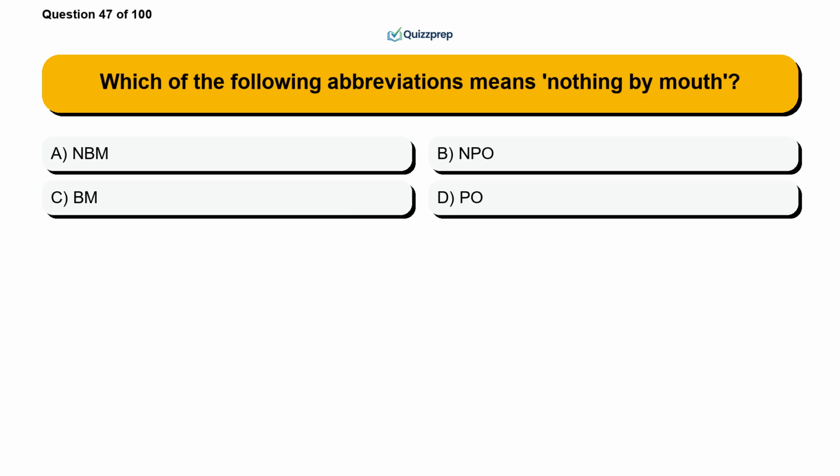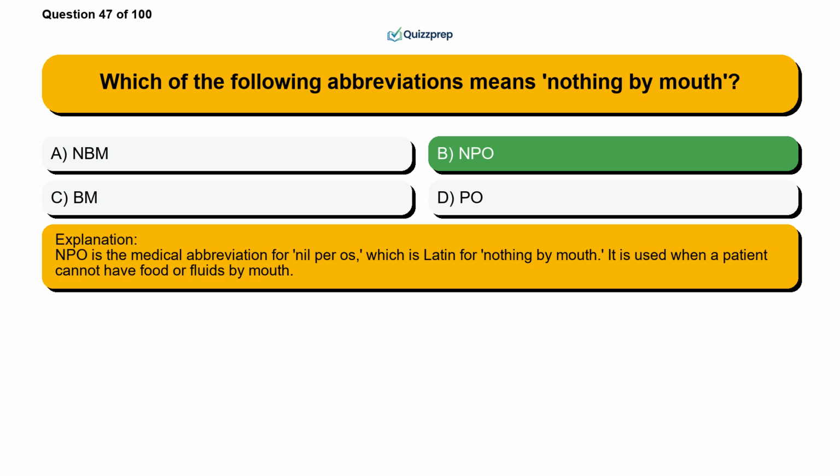Question 47. Which of the following abbreviations means nothing by mouth? Option A, NBM. Option B, NPO. Option C, BM. Option D, P. The correct answer is option B, NPO. NPO is the medical abbreviation for nil per os, which is Latin for nothing by mouth. It is used when a patient cannot have food or fluids by mouth.